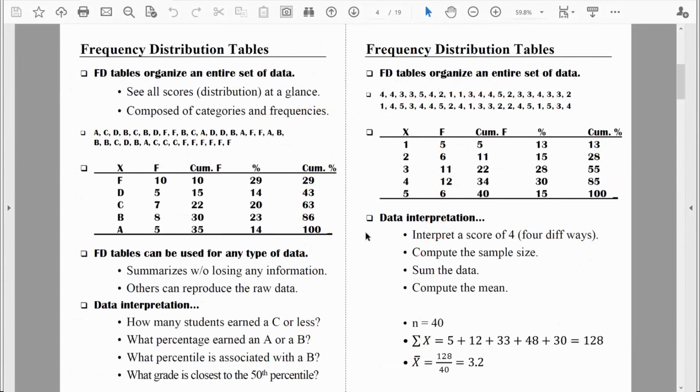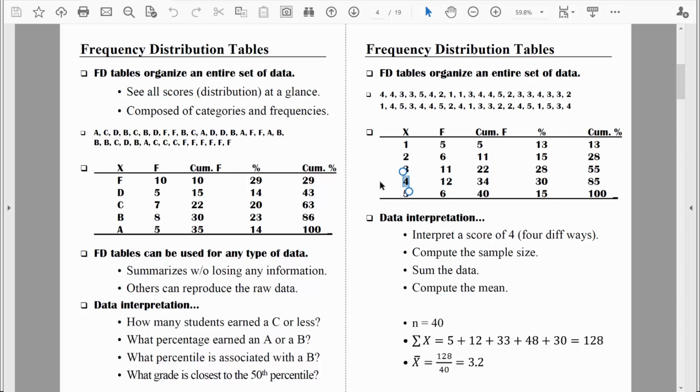Let's interpret the data in that table. In other words, let's make sure we can answer some questions about the data in that table. First, let's interpret a score of 4, and we should be able to interpret it 4 different ways. We're talking about a score of 4. All of the data regarding a score of 4 is listed to the right in that row.